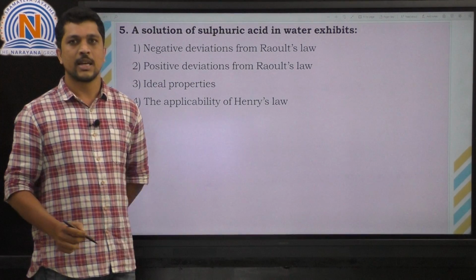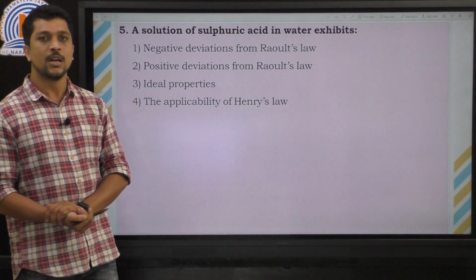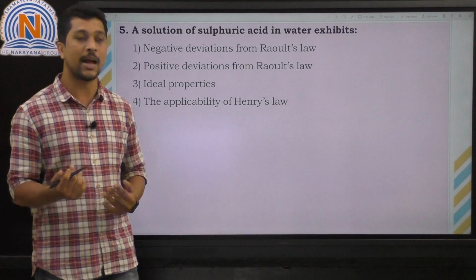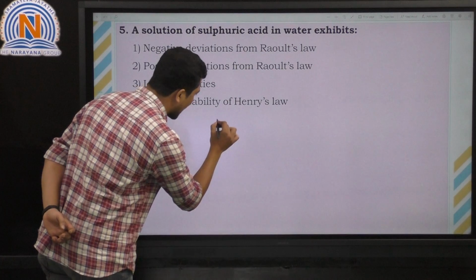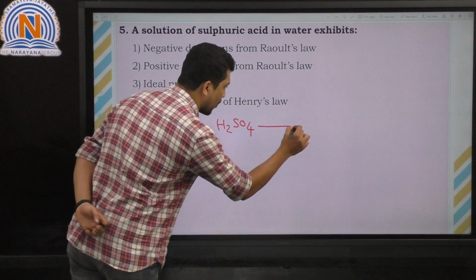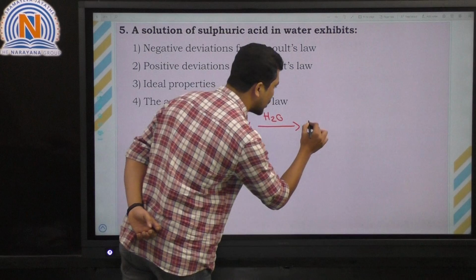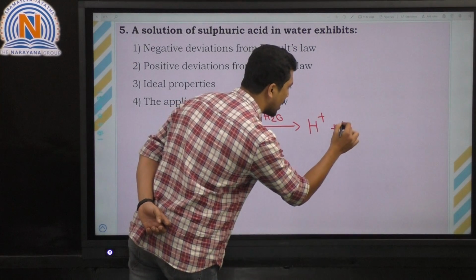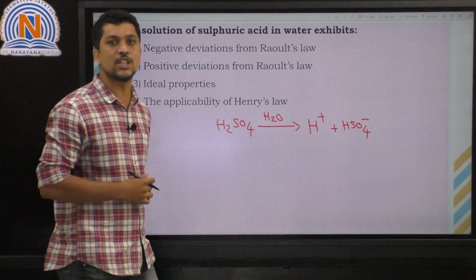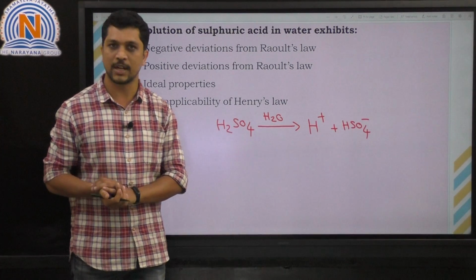Here the fifth question, a solution of sulfuric acid in water exhibits, right? Whenever sulfuric acid is added in water, it will dissociate into ions. For example, see, H2SO4 is sulfuric acid. So when you add it in water, what will happen? It will dissociate into ions H plus and HSO4 minus. These two ions are non-volatile ions.